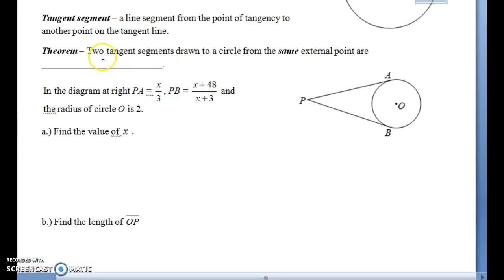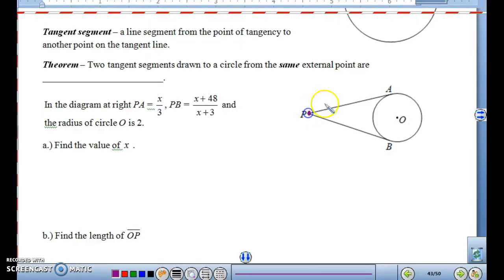So if you have two tangent segments drawn to a circle from the same external point, so if I take my point P here, and that's an external point, and I draw a point of tangency A here, that's a tangent segment. If I draw another segment from P to B, this is another point of tangency, those two segments are congruent. So in the diagram at right, PA is x over 3, and PB is x plus 48 over x plus 3. Since they are drawn from the same external point to a point of tangency on the circle, A and B, PA is equal to PB.